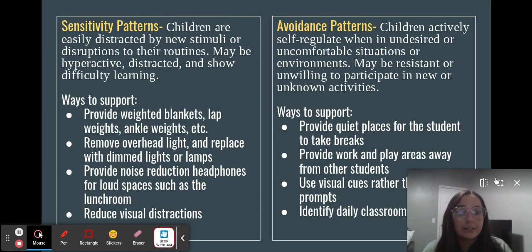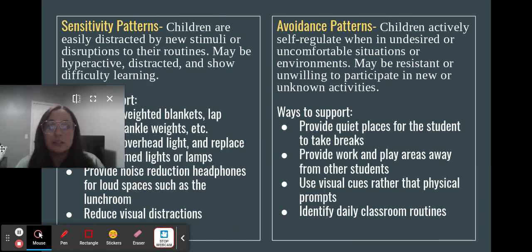Next, we have avoidance patterns. These children actively self-regulate when they are in an undesired or an uncomfortable situation or environment. They may be resistant or unwilling to participate in new or unknown activities. Some ways to support these children would be to provide quiet places for the student to take breaks. And this could be in the classroom or even in a completely different room. Provide work and play areas away from other students. Use visual cues rather than physical prompts. And then identify daily classroom routines.